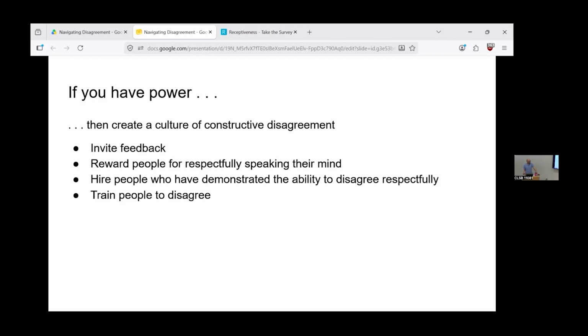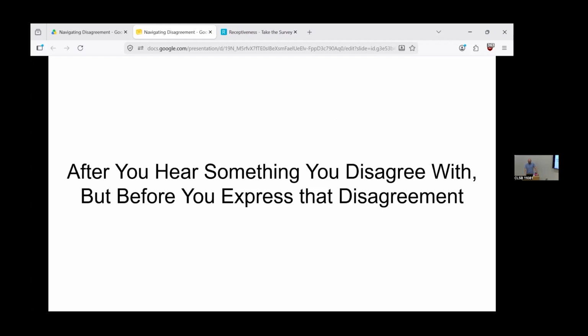I should say I am currently the one with the power in this room. I'm at the podium. I'm giving this talk. So I will invite people to disagree with me. Please feel free to raise your hand or pop in the chat. And I'll also try and pause and ask for questions and comments as well. Okay, so now you've heard something you disagree with. We're going to pause, like we were talking about earlier, before we express our disagreement.